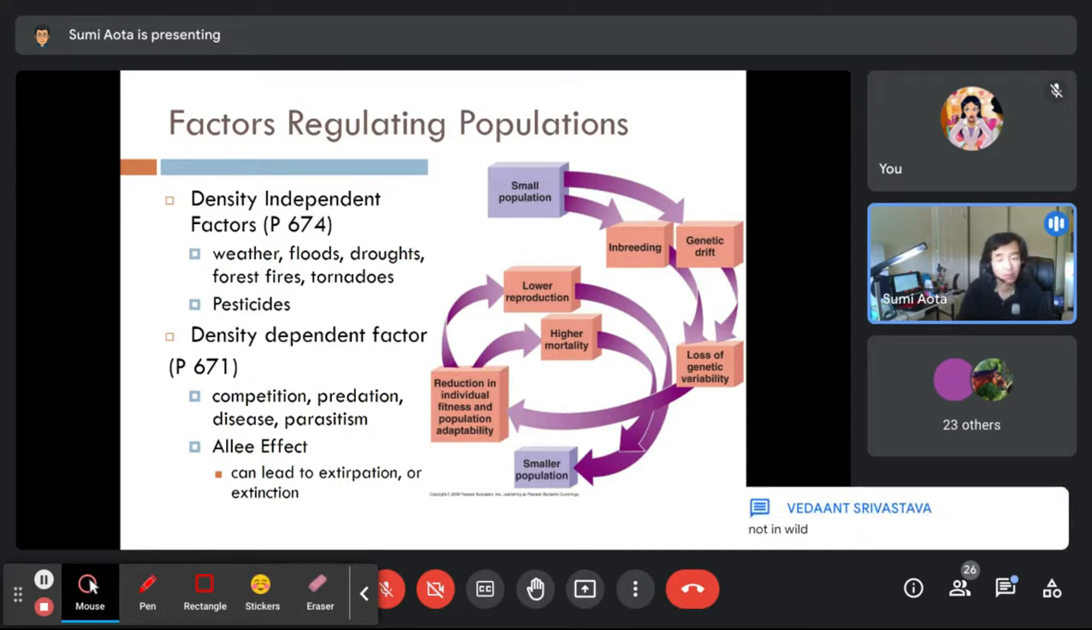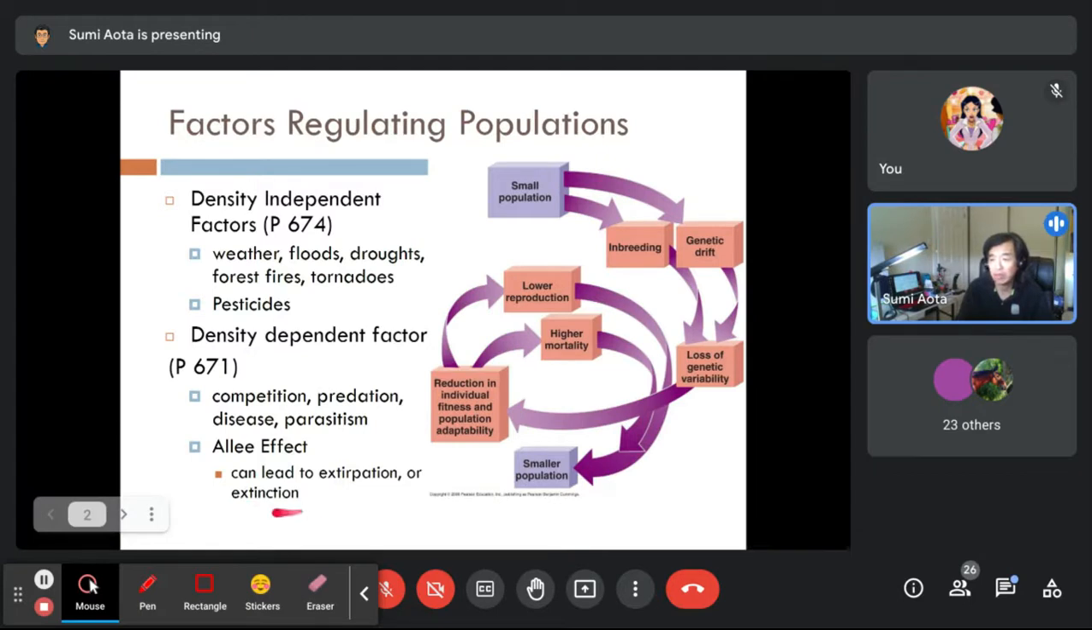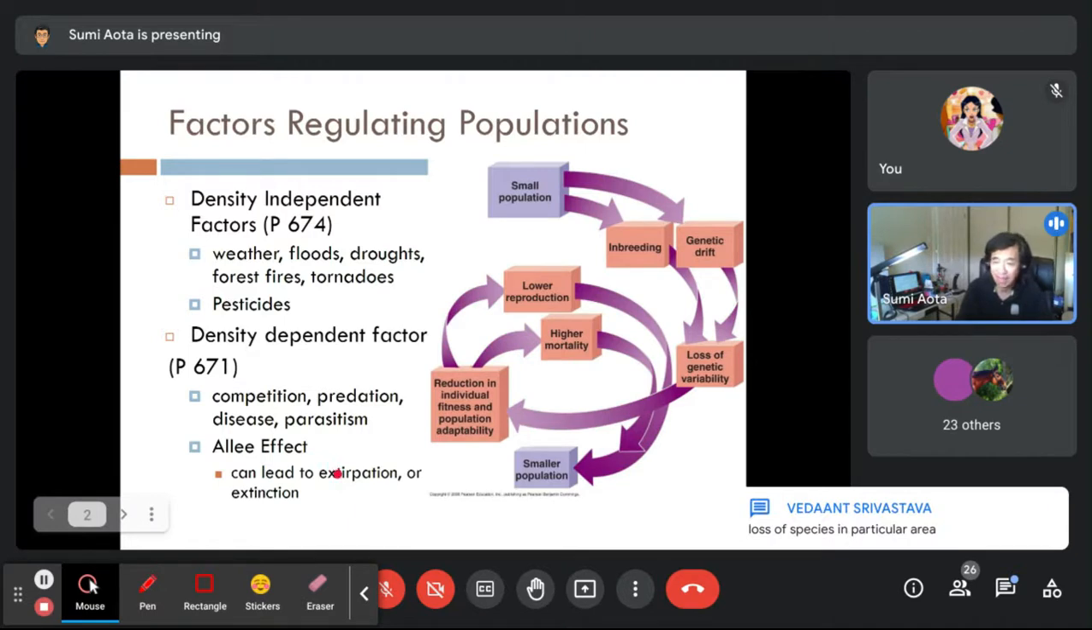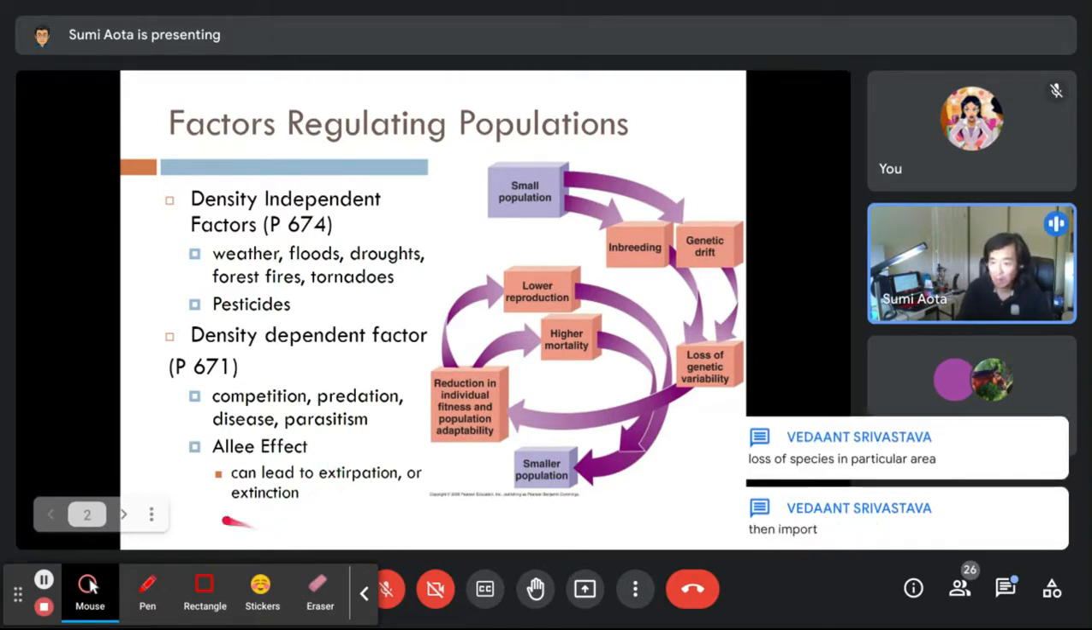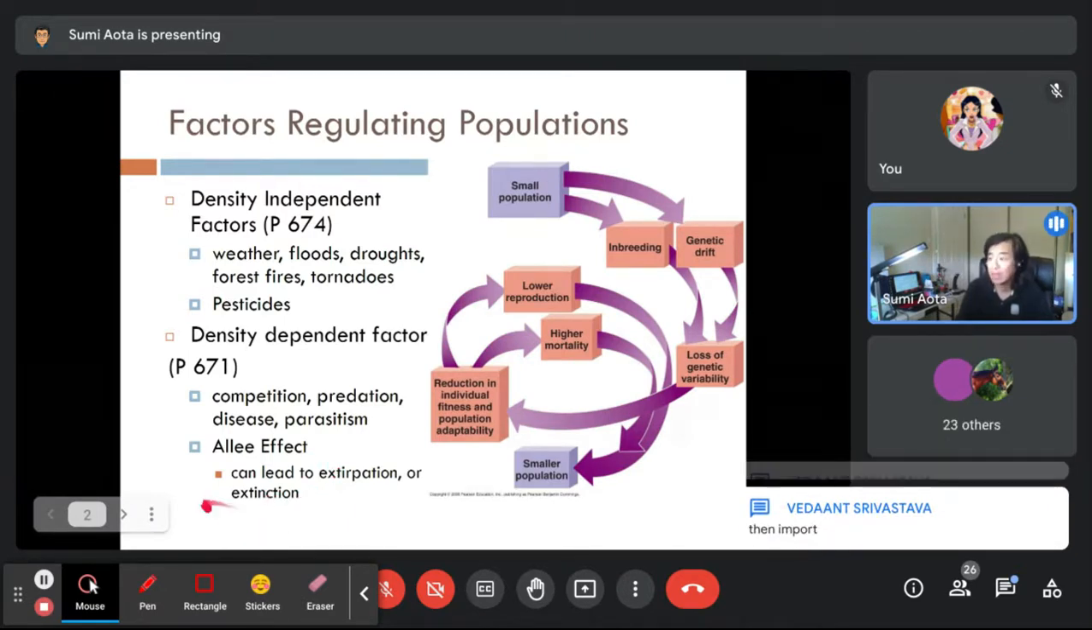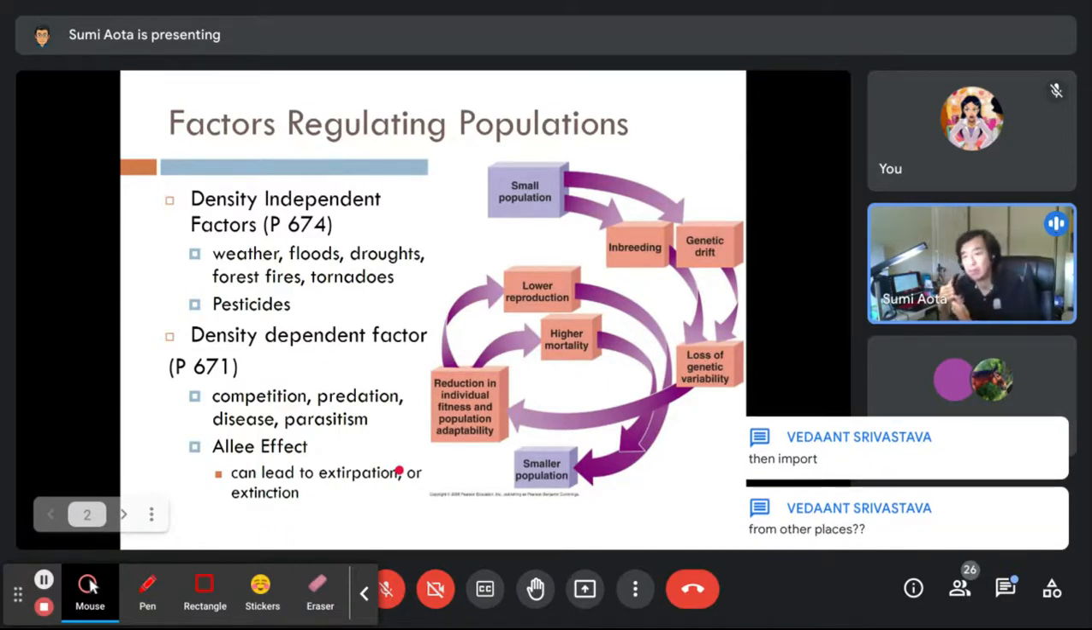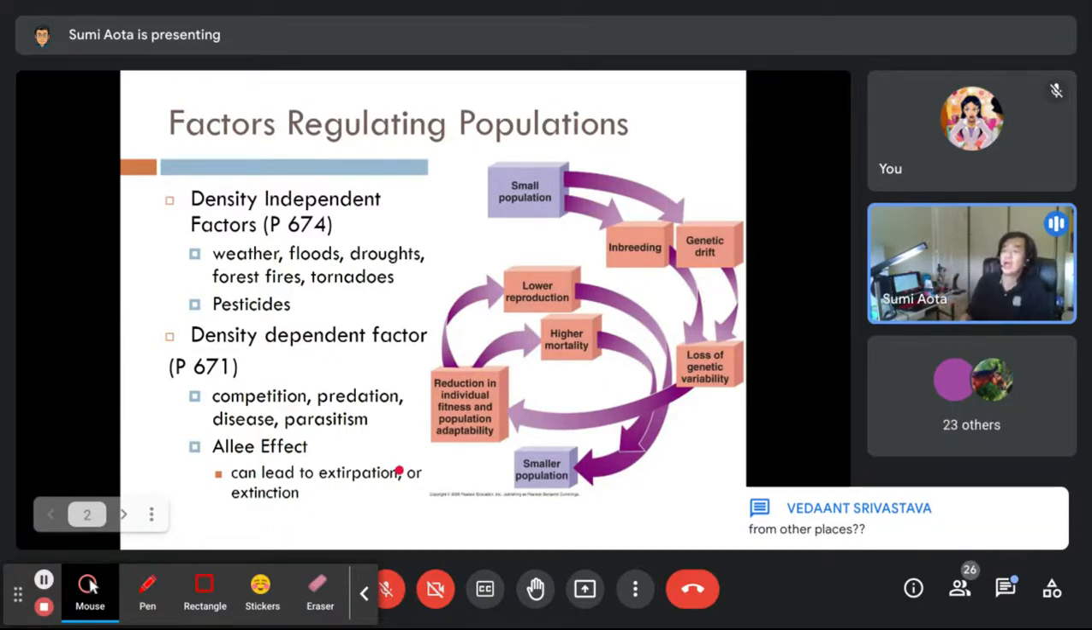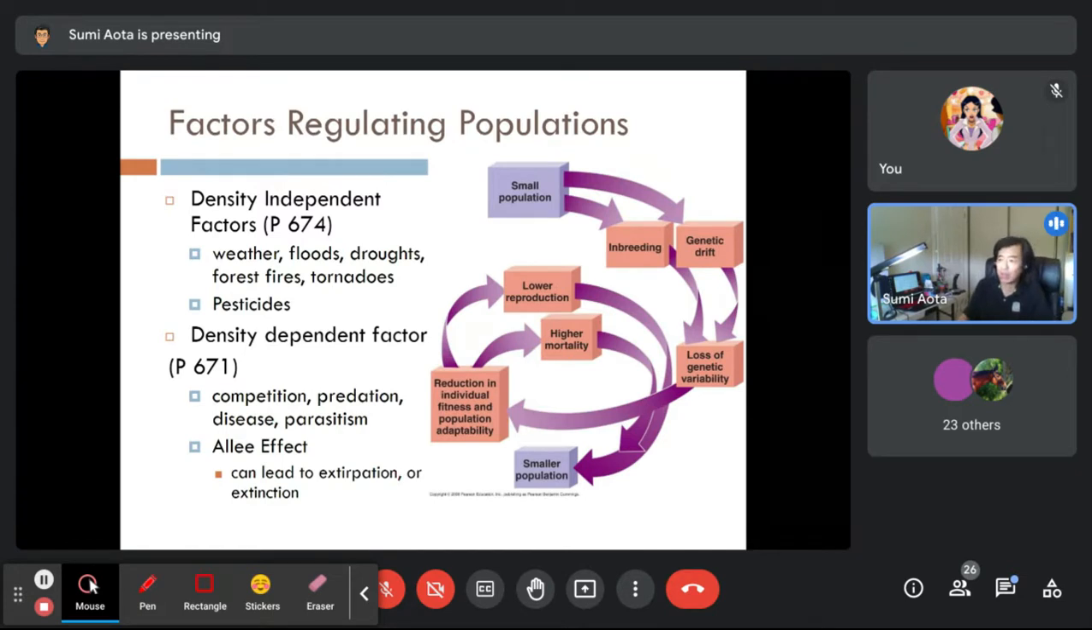No, close. So extinction is loss of a species worldwide. Okay. But Yellowstone National Park had an extirpation of wolves in the 1970s and 80s. But yeah, they imported them. You don't necessarily have to import. Okay. So extirpation just means a local loss of a species in a particular area.